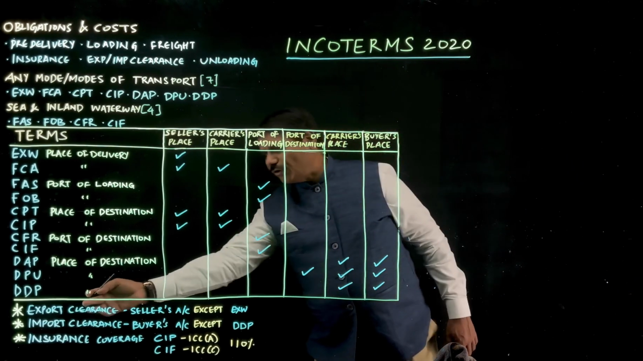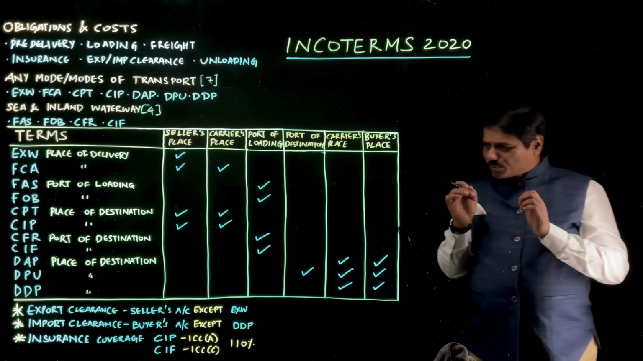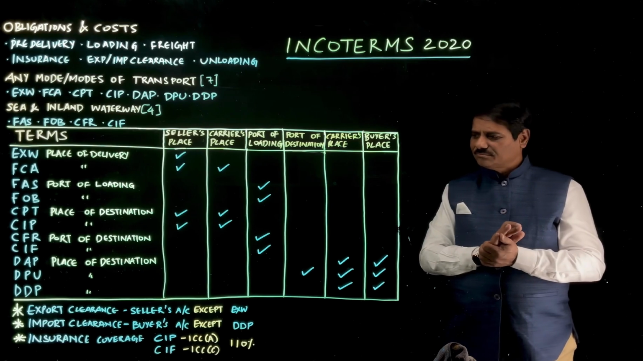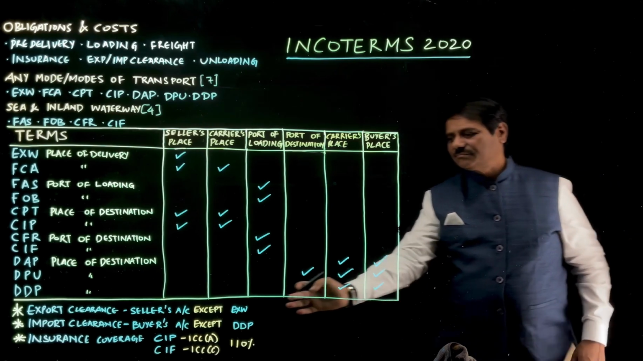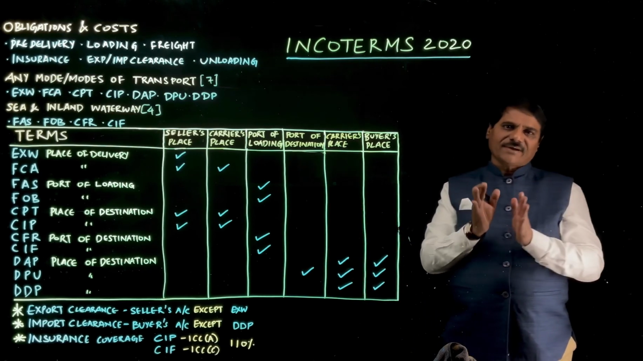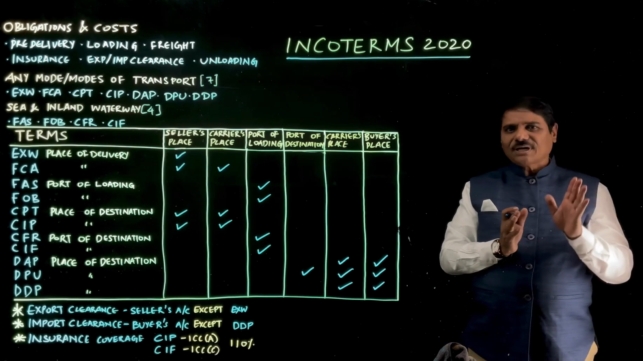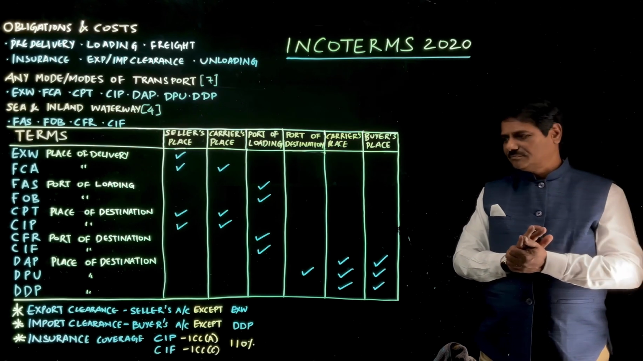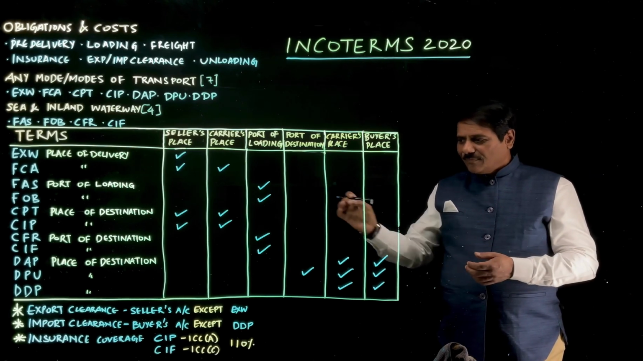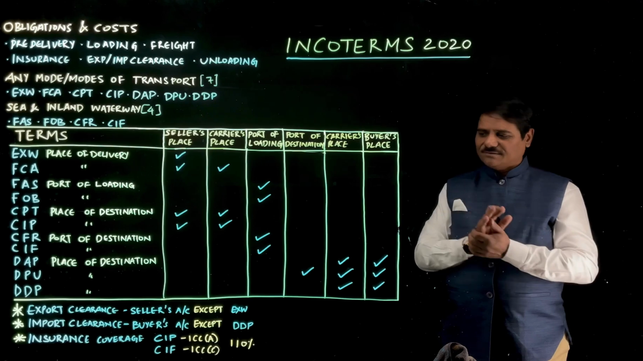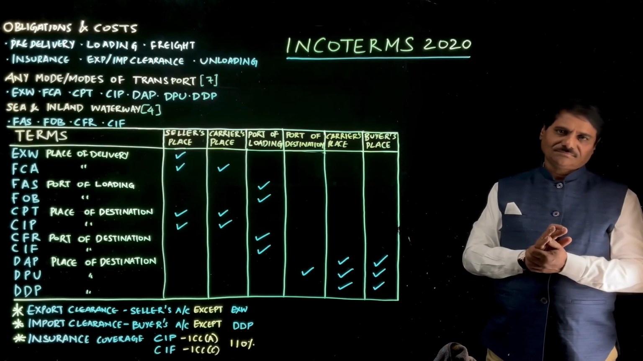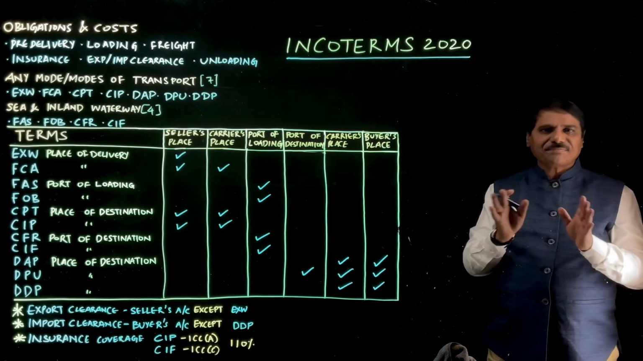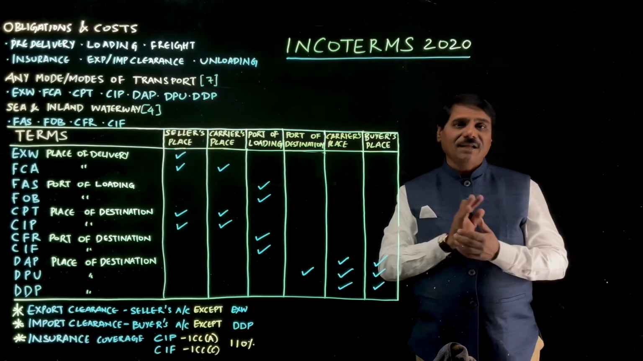So we have given the footnote also. Export clearance, always it is seller's account, except Ex Works. Only in case of Ex Works, export clearance must be taken care by the seller. Footnote 2, import clearance, buyer's account. Import clearance always to buyer's account except in case of DDP, delivered duty paid.